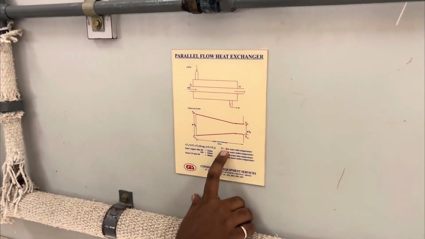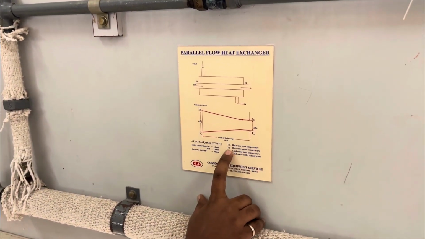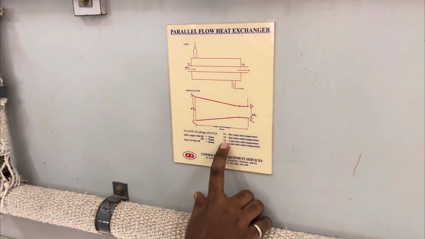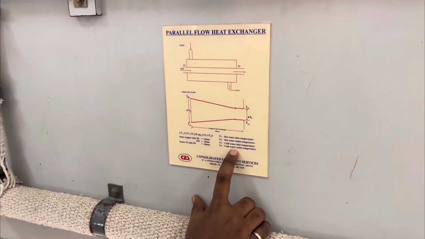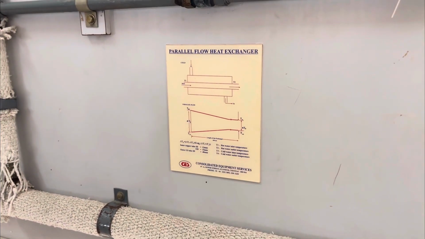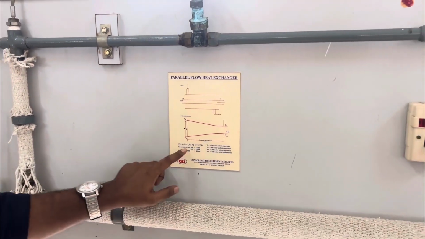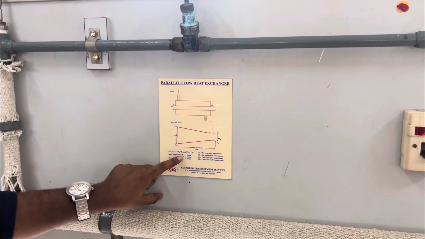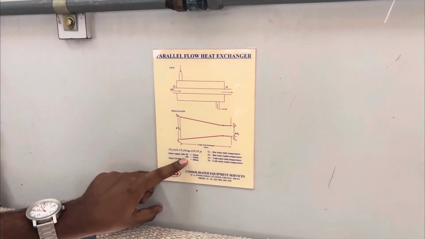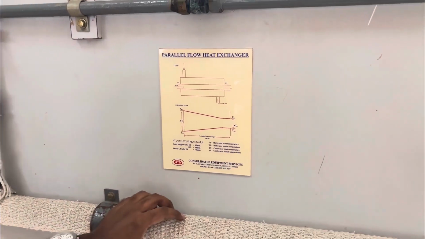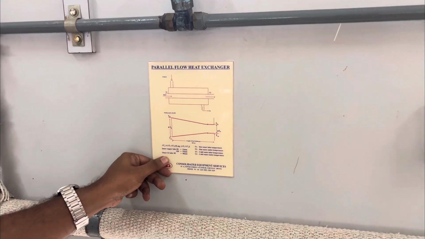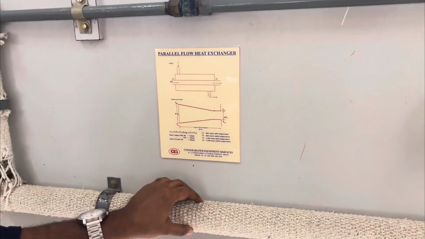So T1 is the hot water inlet temperature, T2 is the hot water outlet temperature, T3 is the cold water inlet temperature, and T4 is the cold water outlet temperature. So these are the specifications. Inside this we have a copper tube, whose inner diameter is 12 mm and outer diameter is 15 mm. The outer tube is a galvanized iron tube, which has a diameter of 40 mm.